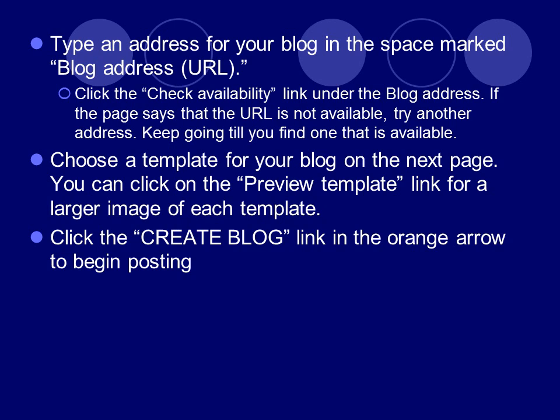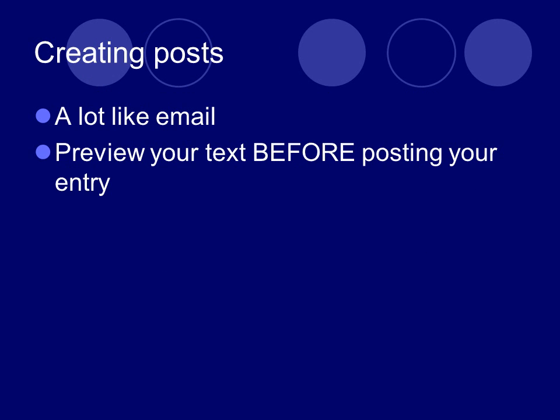And then you're going to click create a blog. There's a link and an orange arrow, and then you just start posting, and you are ready to start. Now, creating a post is a lot like email. You get to preview your text before you post.